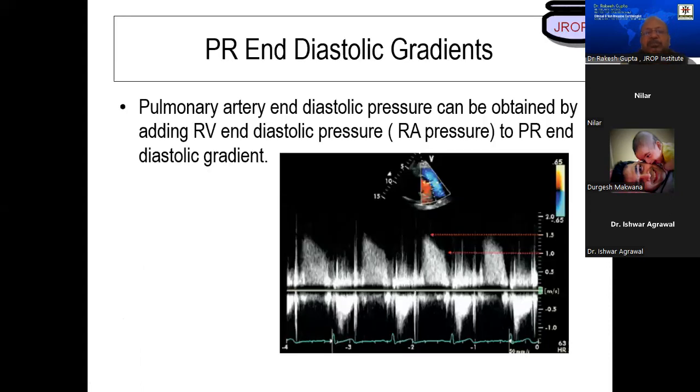Many people say, what is my end diastolic pressure of the pulmonary artery? So this is early diastole, which corresponds to mean pulmonary artery pressure. This is late diastole, or end diastolic velocity of pulmonary regurgitation flow, to give rise to the end diastolic gradient across the pulmonary artery.